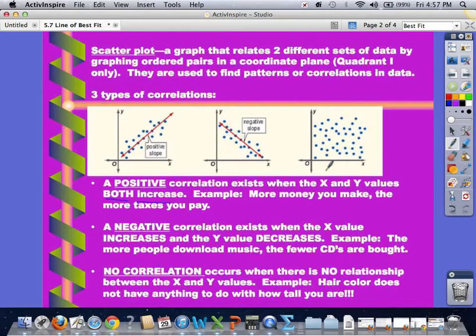Okay? So positive when both x and y go up. A negative is when the x increases but the y goes down. And then, of course, the no correlation, they don't have any kind of pattern at all.